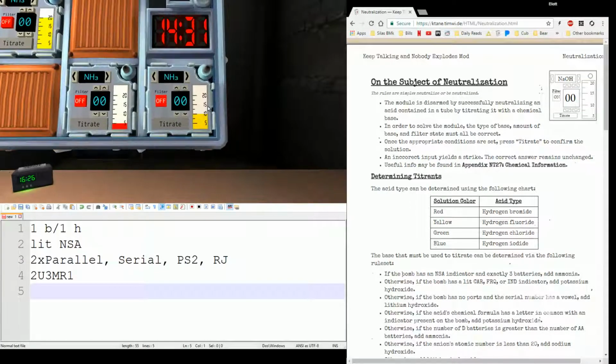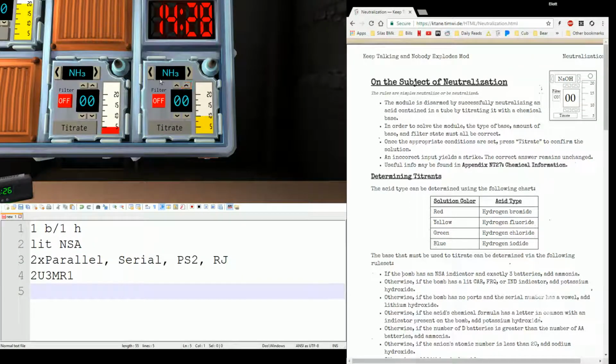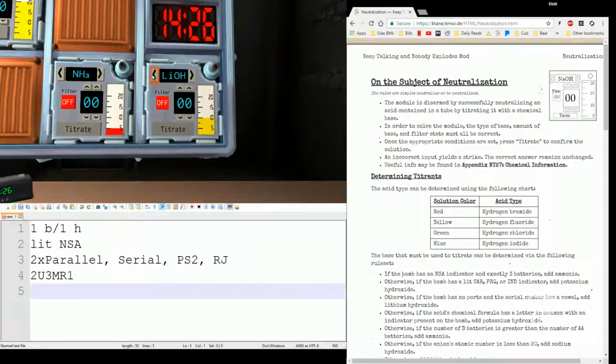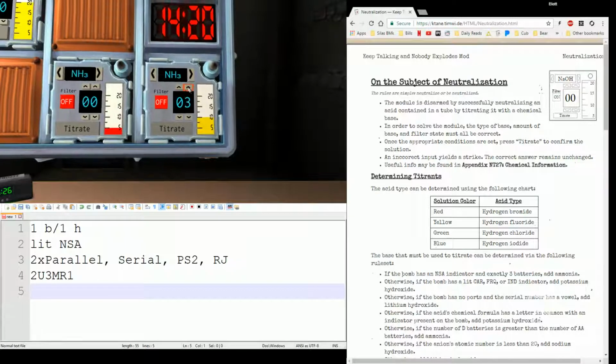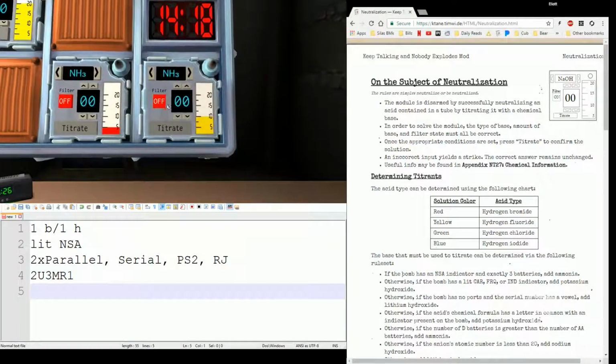There we go. So this is Neutralization. There's three things you choose here. You choose a chemical, a base. You choose a number of drops of base, and you decide whether or not to have a filter. And when you're done, you hit the titrate option, and that's your submit button.